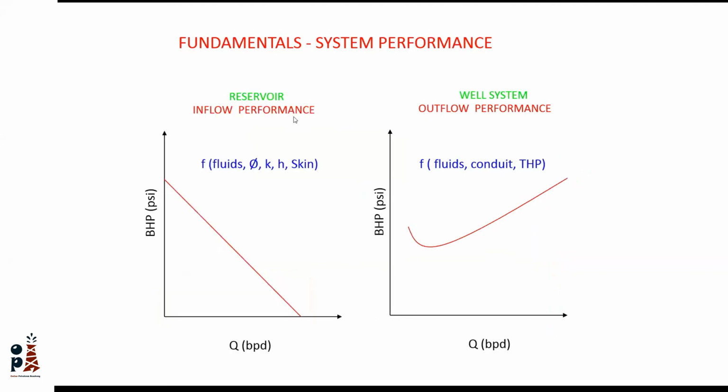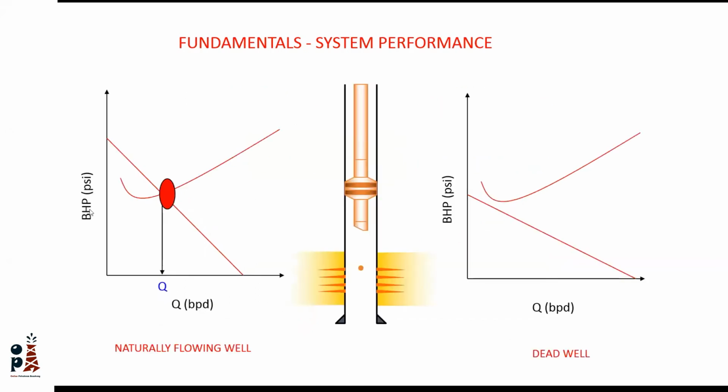So we have the vertical lift performance, and on the left, the inflow performance of the reservoir, and each of them will depend on certain parameters of the reservoir, fluids, and the well construction. The intersection of both will be the flow rate. If we have more back pressure, sometimes this intersection does not exist, like the well we see on the right. If we increase the back pressure, the vertical lift performance will shift upward and there is no intersection.